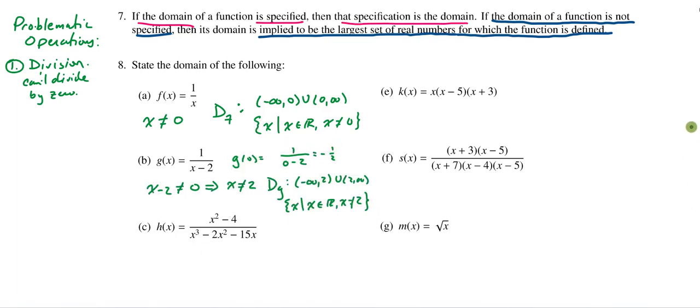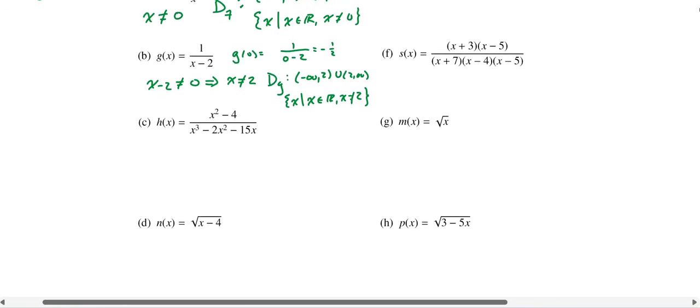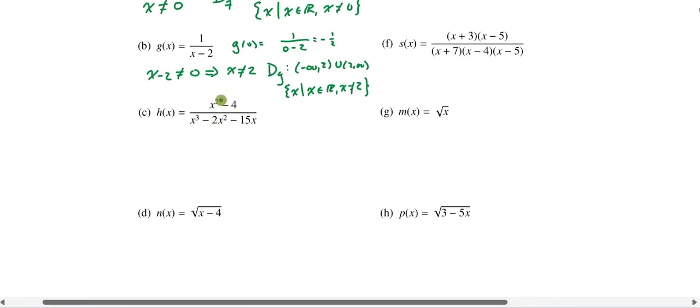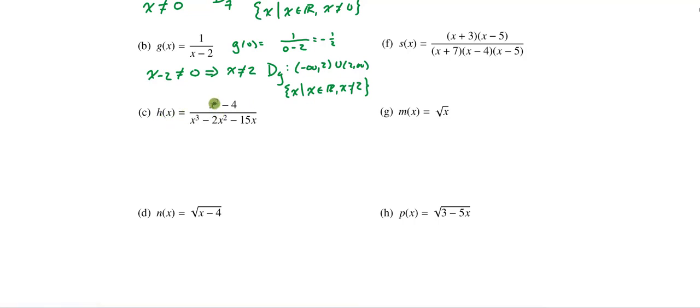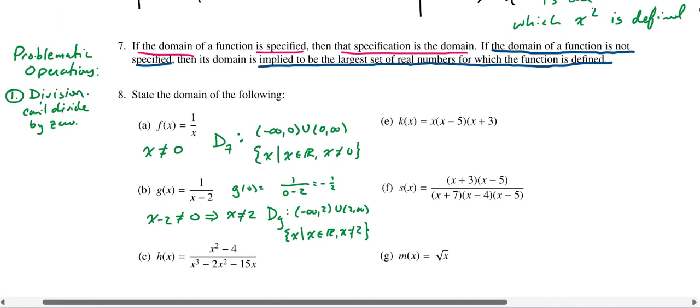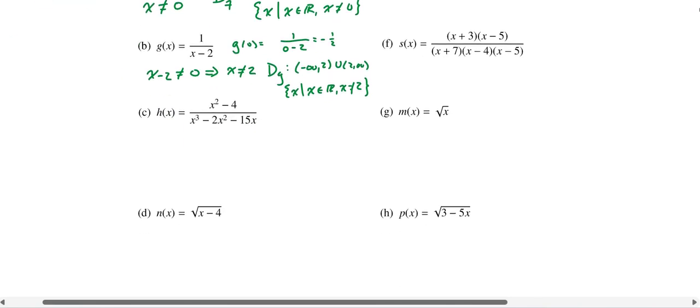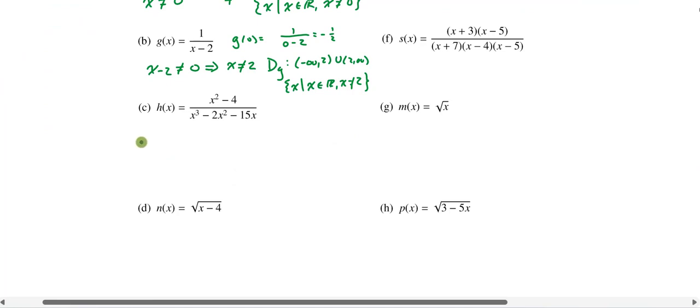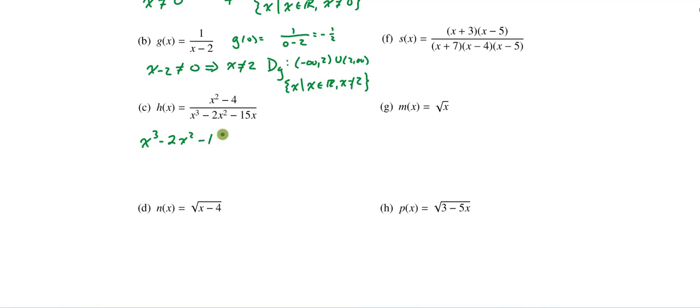Okay. So now let's go ahead and tackle C. C is going to involve some work. We can again see that this function, h of x, is built up of all of these operations. We've got squaring, we've got subtracting, we've got multiplying by 15, multiplying by 2, cubing, etc. But there's only one problematic operation in this expression here. What is it? Again, it's division. So we've got to make sure that we do not divide by 0. So we need to make sure that x cubed minus 2x squared minus 15x does not equal 0.